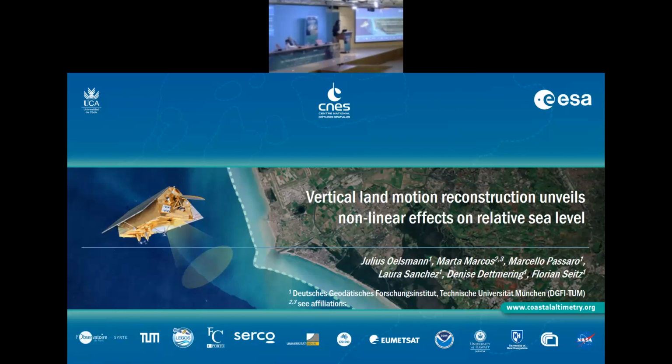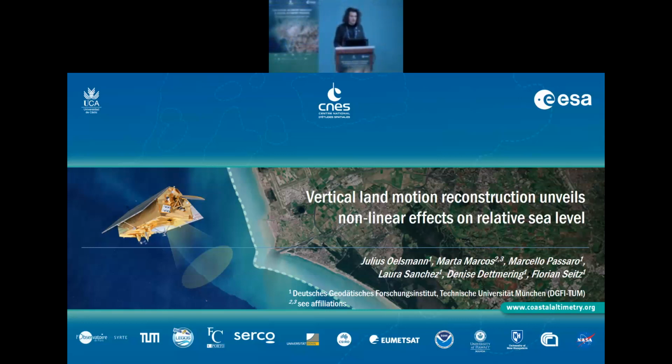Hi everyone, I'm going to talk about vertical land motion, which might not be of immediate interest to some of you working with coastal altimetry data, but it is of course very important if we think of long-term relative sea level changes, and it's also important to know vertical land motion at tide gauges when we want to validate coastal altimetry data. This presentation is not so much focused on coastal altimetry, but rather on the effects and the variations of vertical land motion and some challenges we're currently facing in estimating that.